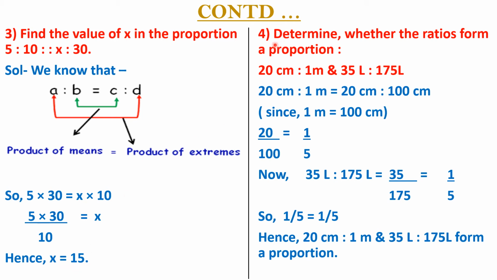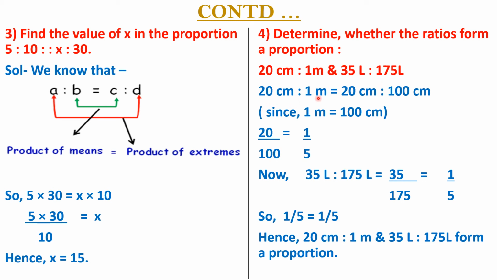Question 4. Determine whether the ratios form a proportion or not. 20 cm is to 1 meter and 35 liter is to 175 liter. We have to check whether the given ratios are in proportion or not.